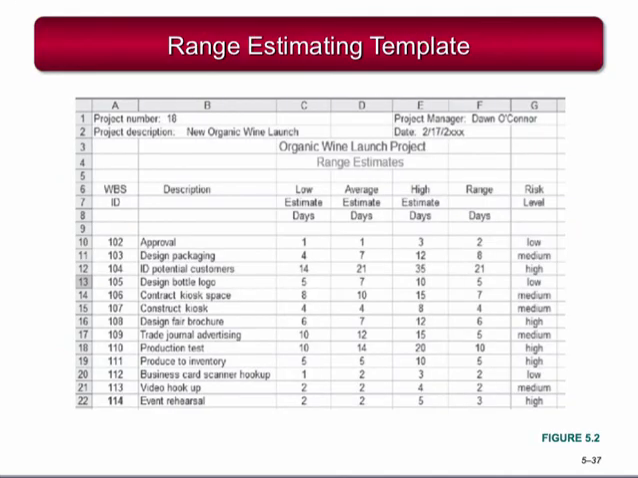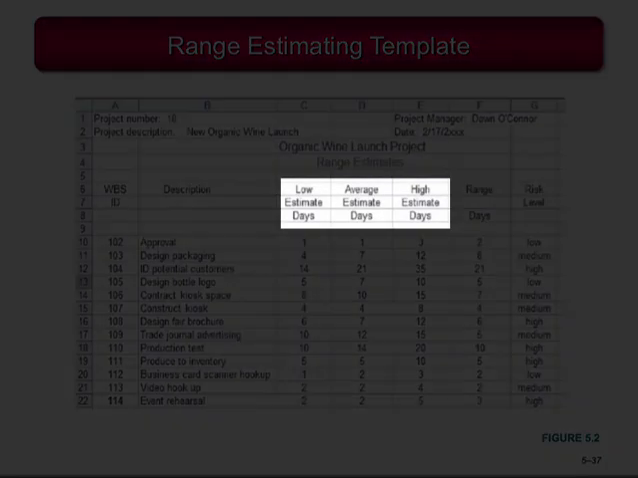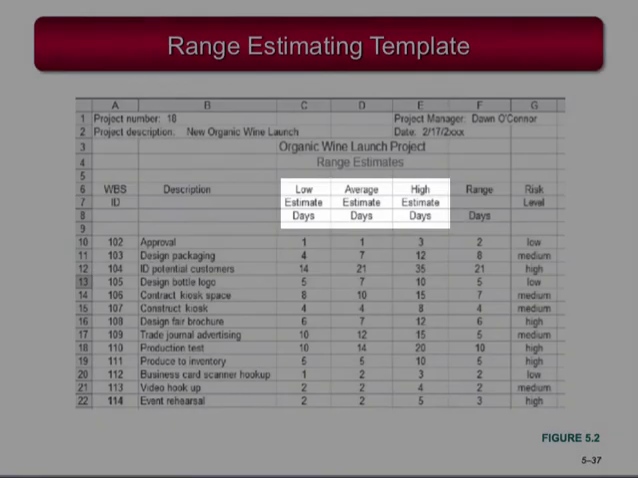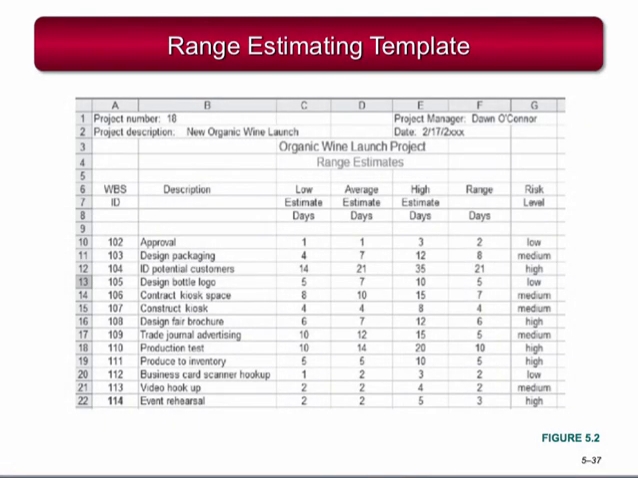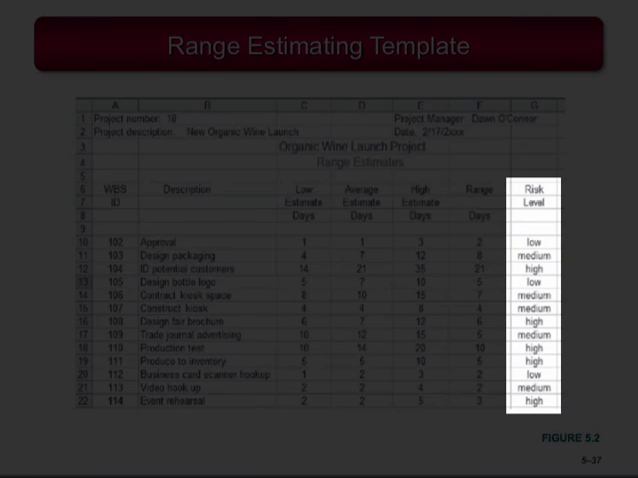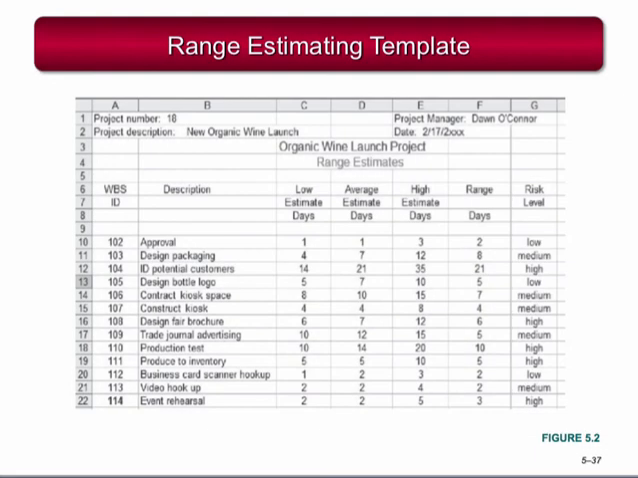Here's an example of range estimating. It looks at 3 time estimates for work packages developed by a cross-functional group of project stakeholders. It shows the group's estimates for low, average, and high for each work package. The risk level column is the group's independent assessment. In a sense, this number represents the group's evaluation of many factors, like complexity and technology, that might impact the average time estimate.